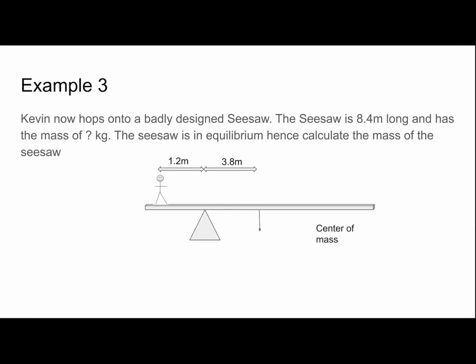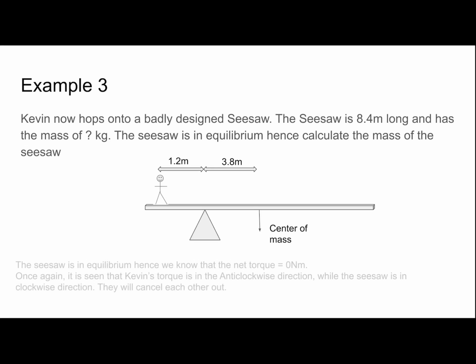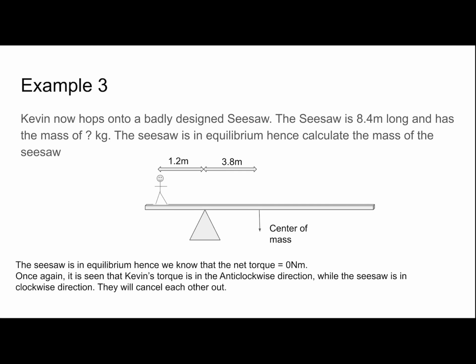Sorry guys, I didn't really know how to put this all at once, so just bear with me. So okay, we have our diagram here. The seesaw is 8.4 meters long and has a mass of an X amount of kilograms, okay? The very important key information we need to use here is that the seesaw is in equilibrium.